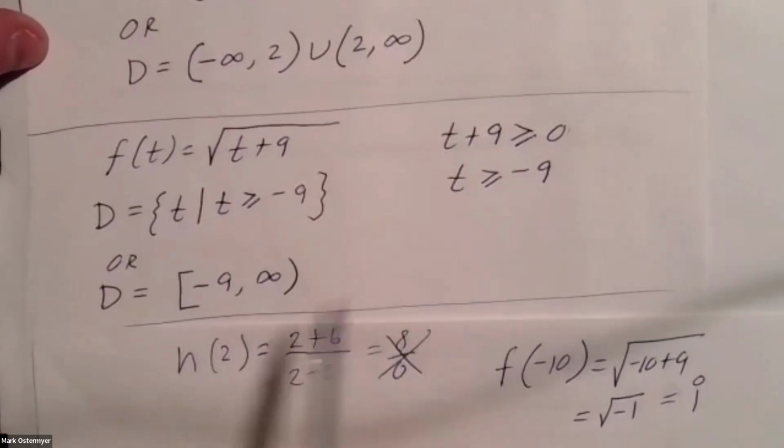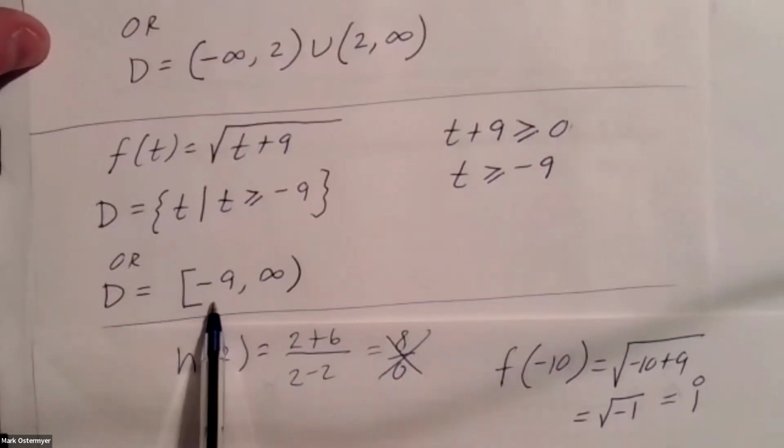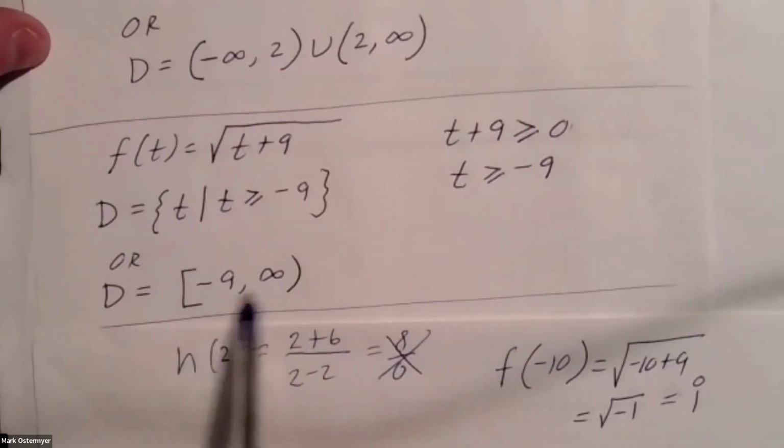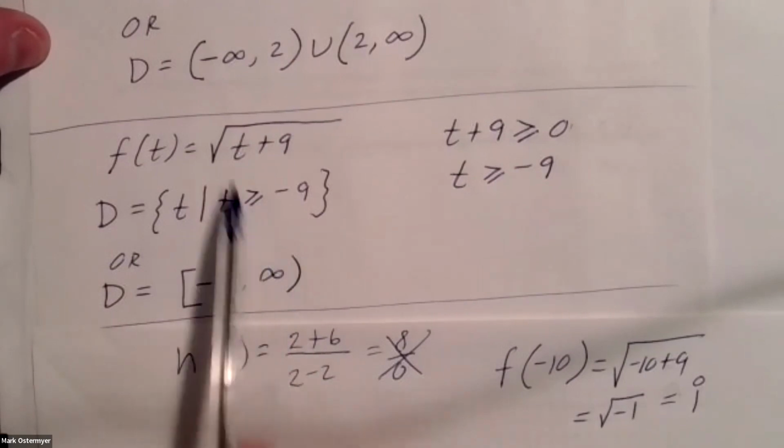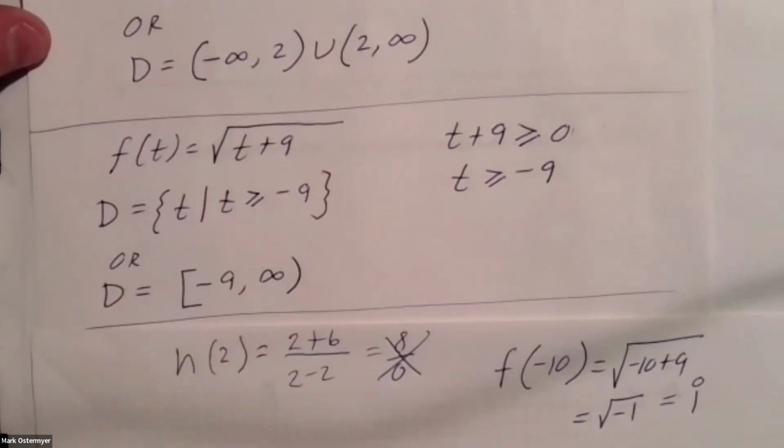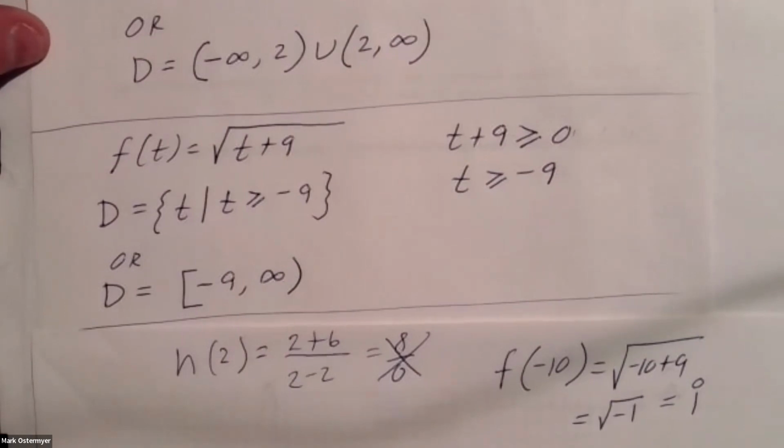Or using interval notation, the domain would be the set of all real numbers that are strictly greater than or equal to -9. That would be the domain. Any questions how we're determining the domain of a function in equation form?